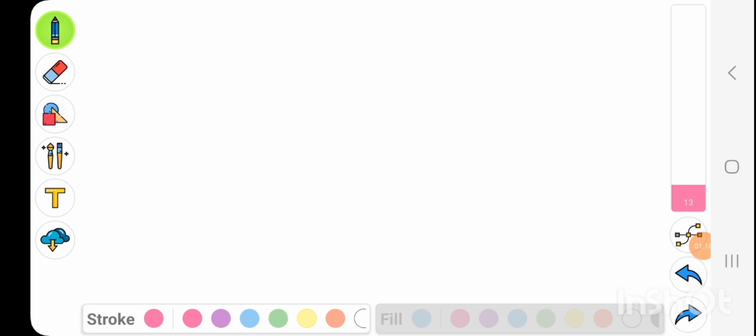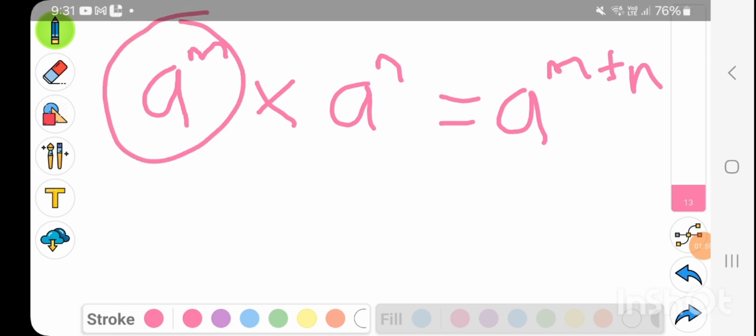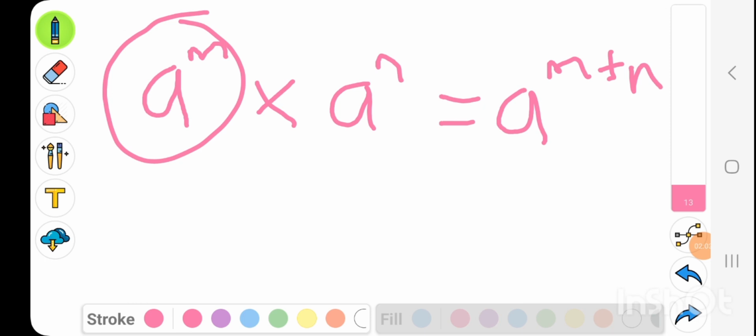Okay, we need to learn the first index law. Let's say a to the power of m is multiplied by a to the power of n, that will equal a to the power of m plus n. What I'm saying is, a is the base right here. When you look at a, they have the same bases but different powers.